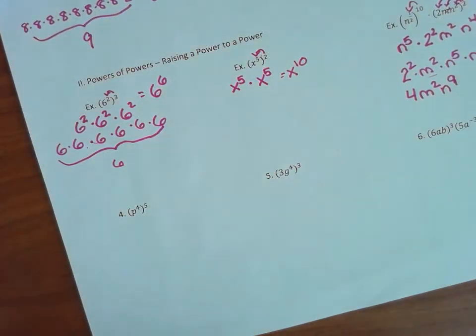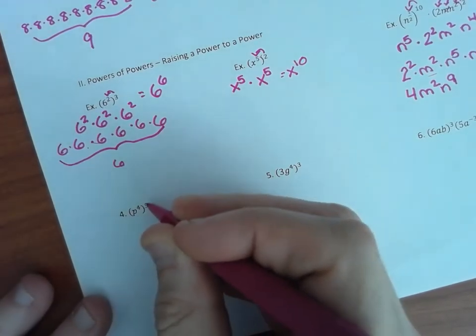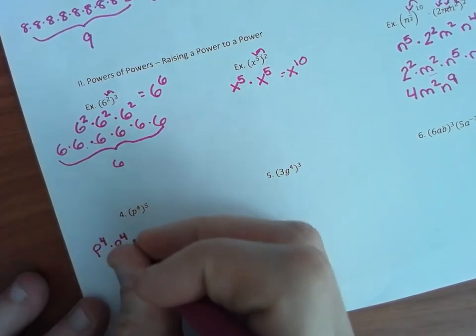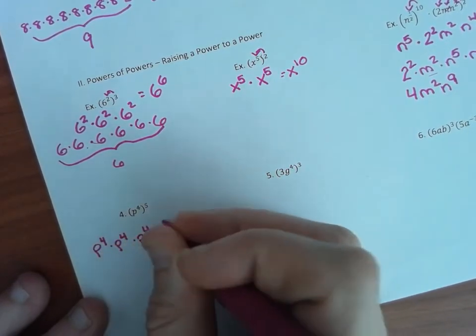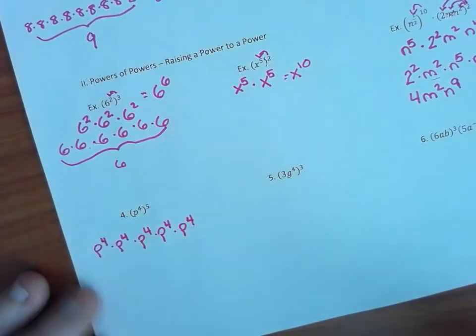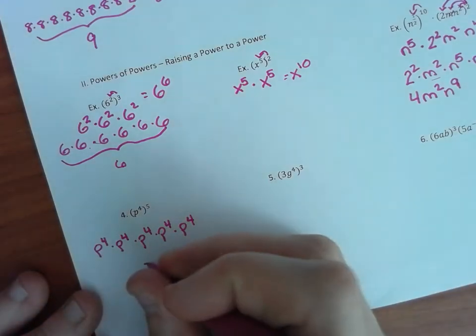I'm going to start. P to the fourth to the fifth. Again, this is saying I have 5 factors of p to the fourth. 1 factor, 2 factors, 3 factors, 4 factors, 5 factors. And what this really means, 4, 8, 12, 16, 20.